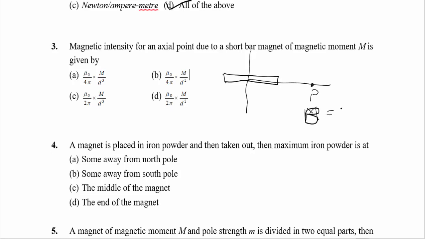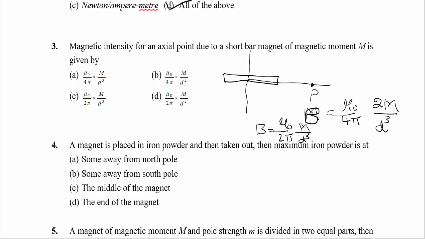The magnetic intensity at any point is given by the standard formula B equal to mu naught by 4 pi into 2m divided by d cube, distance cube. If you cancel 2, it will be B equal to mu naught by 2 pi m by d cube.